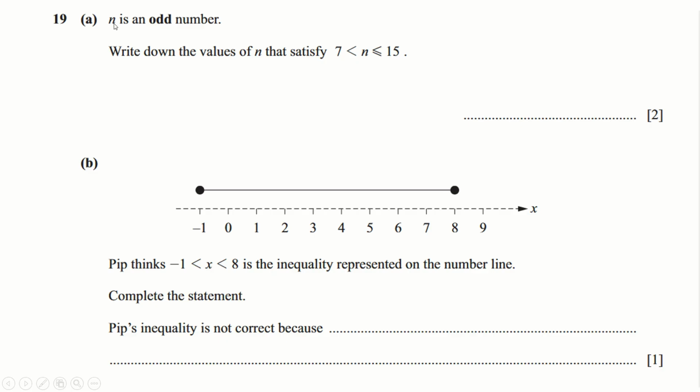19a. n is an odd number. Write down the values of n that satisfy 7 less than n less than or equal to 15. We know that 7 is exclusive and 15 is inclusive. So this is going to be 9, 11, 13, and 15. For B, we know that he used the full dots. So his mistake was not using the less than or equal to sign.